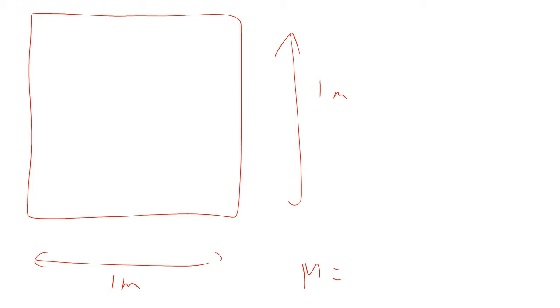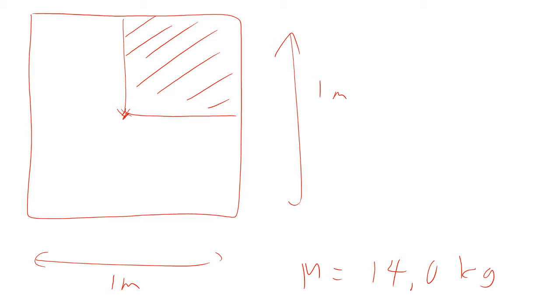Let's consider that we have a square piece of wood, length 1 meter on each side, and the total mass of our piece of wood is 14 kilograms. Now we know the center of mass of this whole thing is going to be right there in the middle of it, assuming this is a uniform piece of wood. And then what I'm going to do, though, is I'm going to cut out 1/4 of this piece of wood. So I'm going to cut out 50 centimeters, 50 centimeters right there.